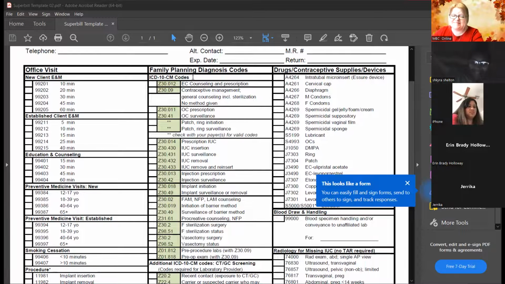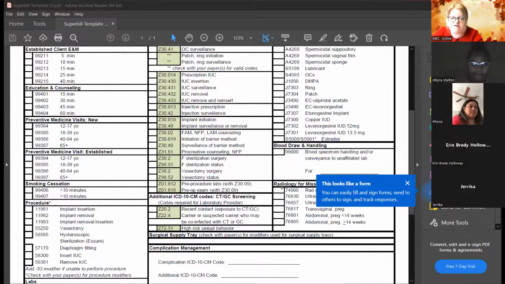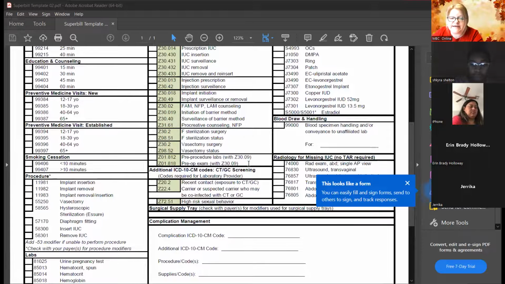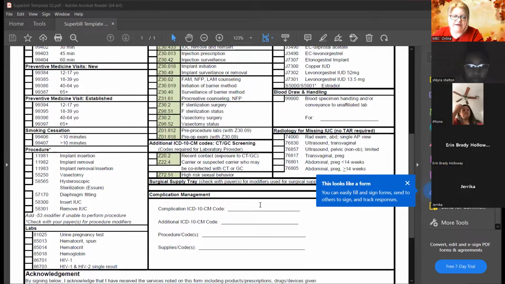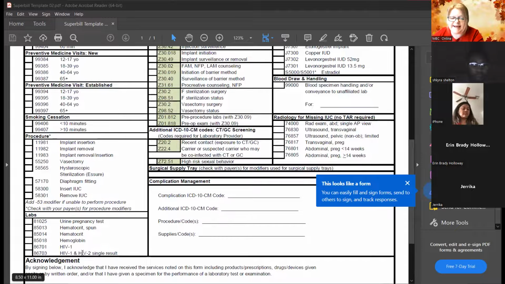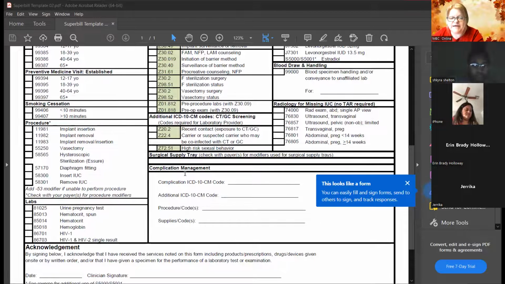I hate bugs. But again, look, they have different diagnosis codes that they commonly use, different drugs and supplies that they commonly give out, testing on here, radiology for certain things that they do, additional ICD-10 codes for screenings that they do on occasion. Everything's right there for you. Procedures, labs, everything. And look, complication management, complication ICD-10 code, additional codes, procedure codes, supply codes. It's all right there.